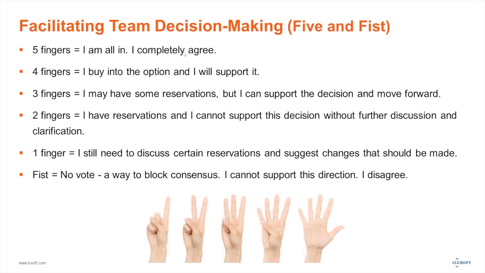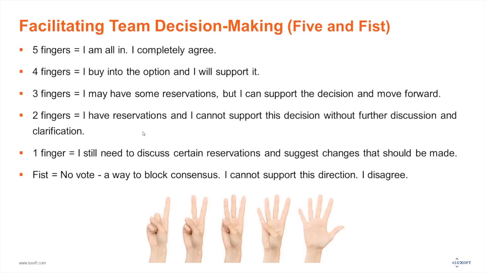3 fingers. I may have some reservations, but I can support the idea and move forward. Probably here you will need to find out what the reservations are, what limits the persons know about the idea. 2 fingers. I have reservations and I cannot support this decision without further discussion and clarifications. I do need to know how particularly we are going to do the connection to the database, for instance, and I'm going to discuss it further with the team. I don't want to just take this user story into the sprint right away.